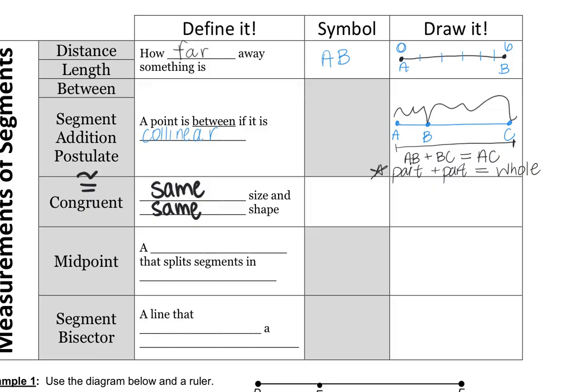Let's draw a visual so we can draw our symbol. Let's say I have a segment from A to B, and I have another segment from C to D. These two segments have the same size and the same shape. So I can say that AB is congruent to CD.